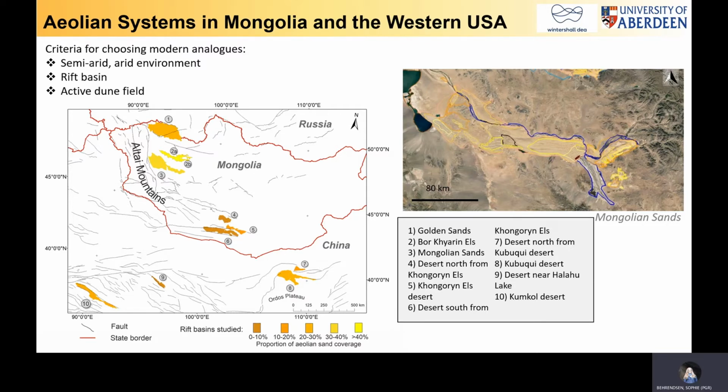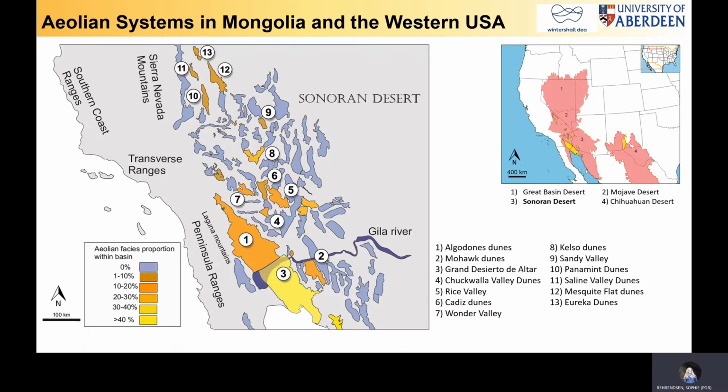So here on the right, you can see the Mongolian sands, that is number 3 here. And this is a large dune field with an axial fluvial system. That is the blue polygon, and that's diverted by these large sand masses and flows north and then along the basin axis. So our second area is the very arid Southern California in the US. The blue shaded shapes here are basins filled with alluvial fans, fluvial and playa lake deposits, and the brown, yellow and orange shapes represent the basins containing aeolian deposits.